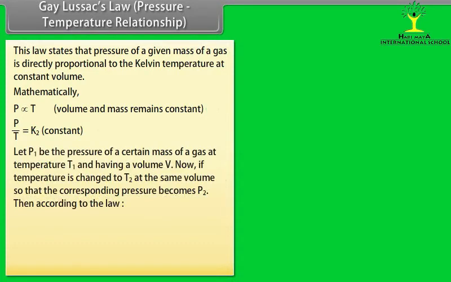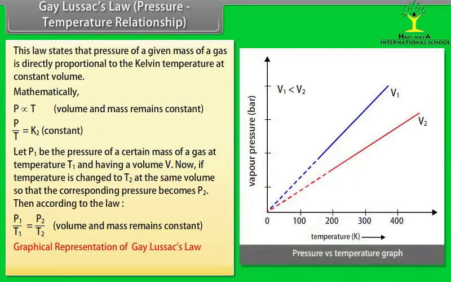Let P1 be the pressure of a certain mass of a gas at temperature T1 and having a volume V. Now, if temperature is changed to T2 at the same volume so that the corresponding pressure becomes P2, then according to the law, P1 by T1 is equal to P2 by T2. Volume and mass remain constant. Graphical representation of Gay-Lussac's law. Each line of this graph is called isochore.